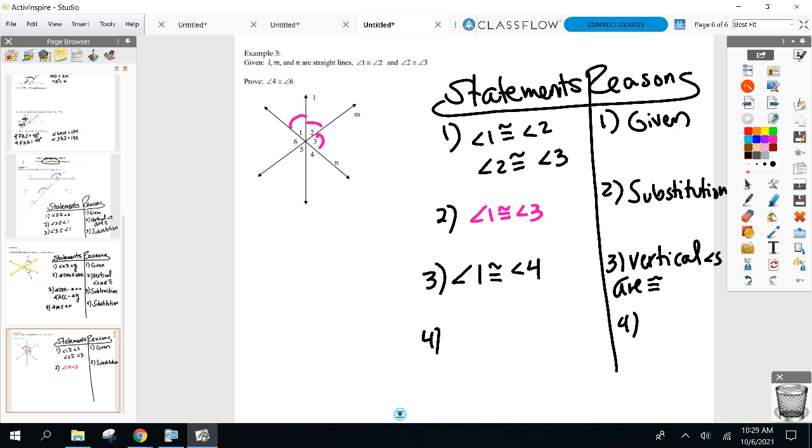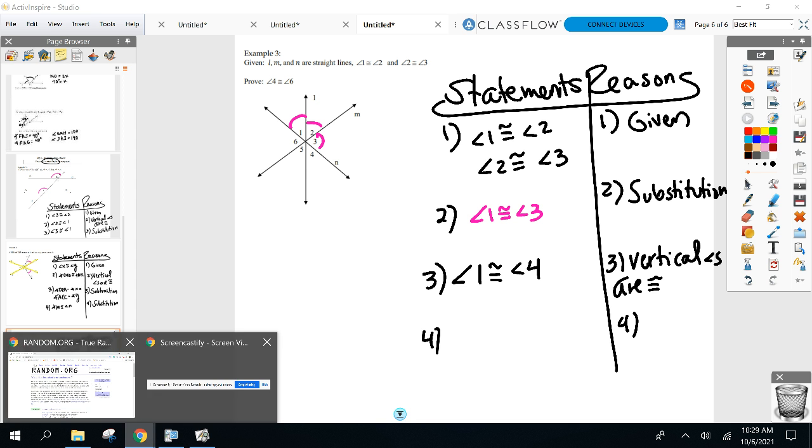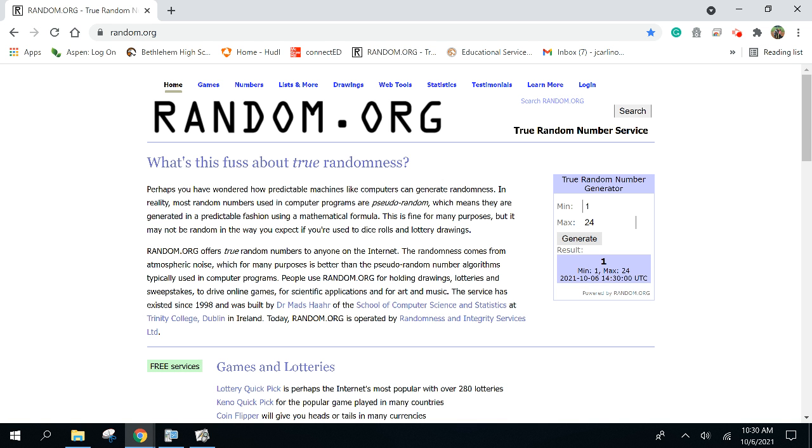Ready? Look at what you just wrote. Don't put any more vertical angles in. It's just going to make a mess. Look at what we just wrote in steps 2 and 3. Come up with the conclusion now. 1 is congruent to 3. 1 is congruent to 4. So keep following your proof. Don't go back to the diagram.